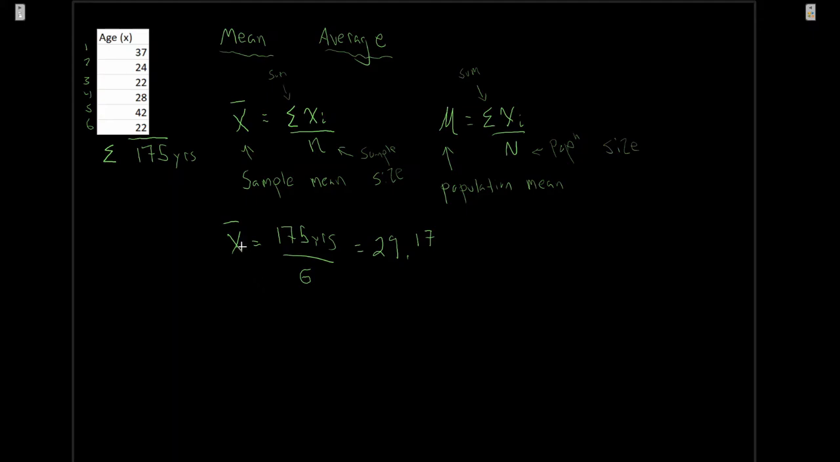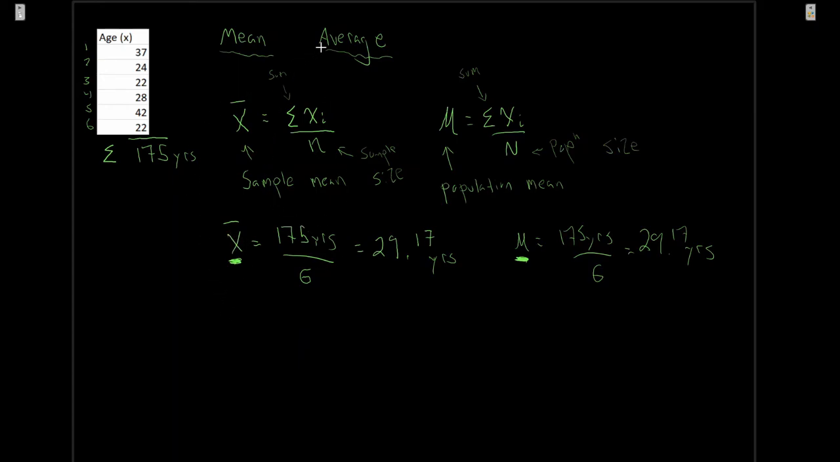So in this case, what do I have? From my sample of 6 people, I could say that the average age within this group is just over 29 years. Keep in mind, if I had worked this out using the population mean formula, I would have had the exact same results. So mu would have been 175 years all over 6, giving us 29.17. Again, the only difference in notation would be whether this was our population average or our sample average. That's the only distinction to be had there.